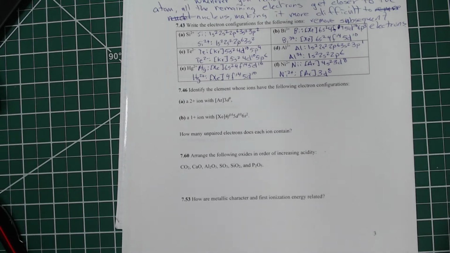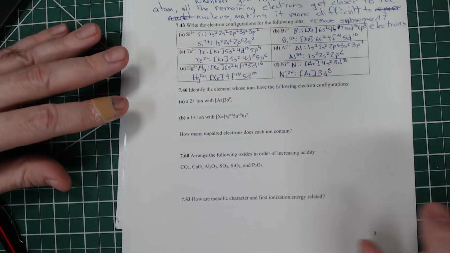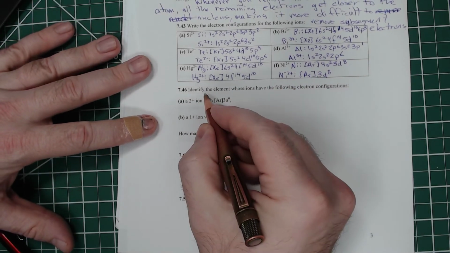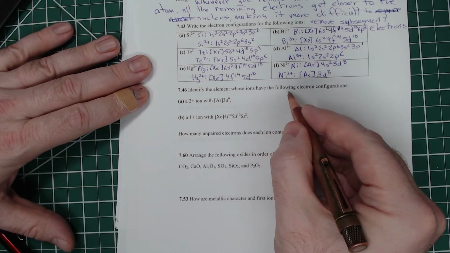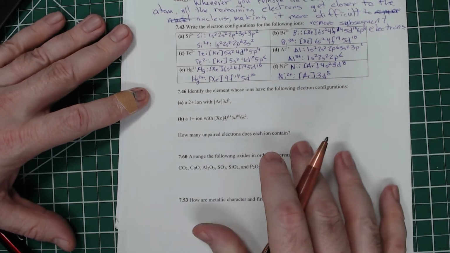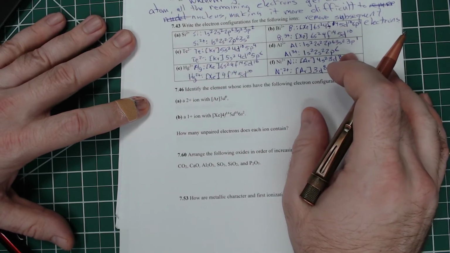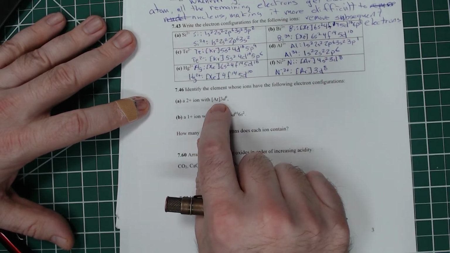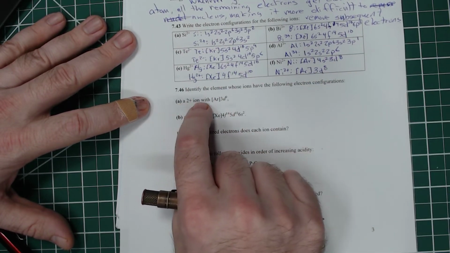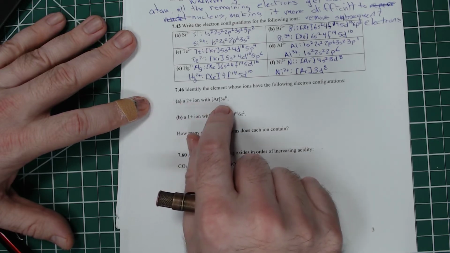All right, so we also want to do number 46. I'm just checking on that. Identify the element whose ions have the following electron configuration. This is actually a little bit easier than trying to write out the electron configuration, because here you just have to count the number of electrons and then figure out which element it is.